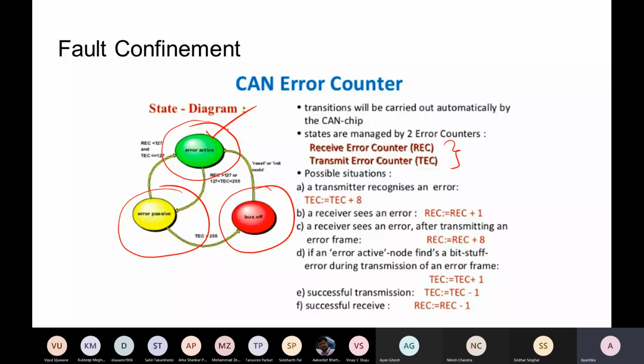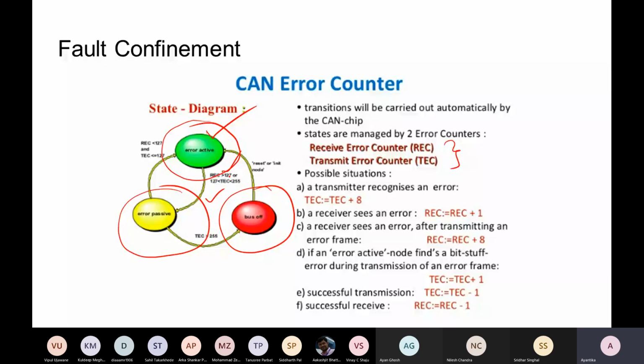Now you understand, if the problem of the error is not getting resolved, or because of congestion, or maybe some bus failure, or node failure, whatever may be, these counter values will increase and increase. So now if this REC value is greater than 127, or this TEC value is greater than 127 and less than 255. These are just numbers, but the idea is they are defining some threshold of how much these counters will increase.